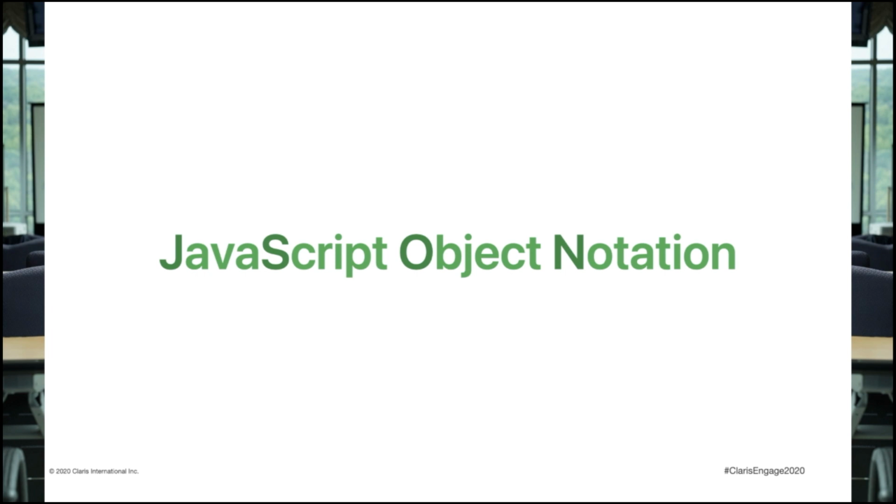It is, however, a subset of a programming language called JavaScript, which, by the way, JSON stands for JavaScript Object Notation. Not necessary to know any JavaScript to use JSON, though. What it is good to know is that JSON is built on two structures: a collection of name-value pairs, and an ordered list of values.